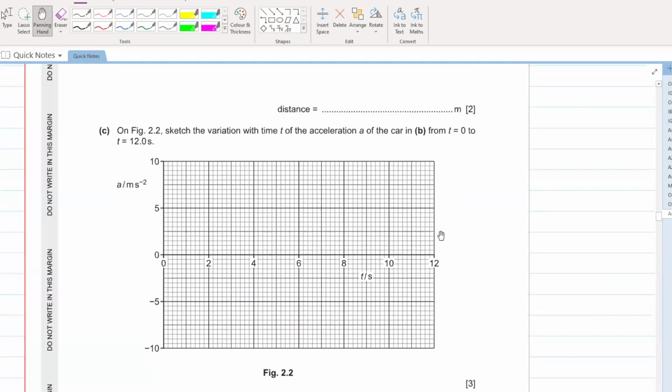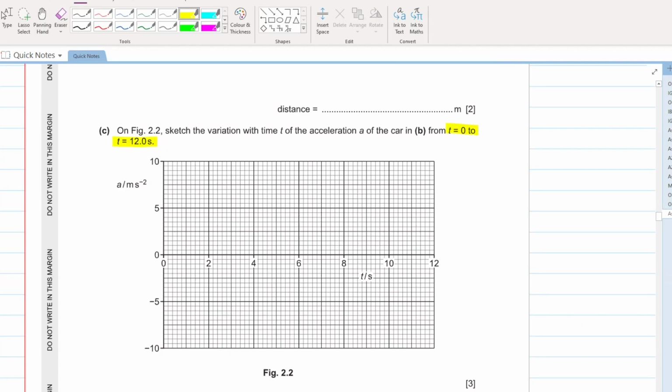On figure 2.2, sketch the variation with time t of the acceleration of the car in B from time t equals 0 till time t equals 12 seconds. Again a beautiful question. You have to sketch the graph of acceleration from time t equals 0 till time t equals 12 seconds. How will you do that? How will you make an acceleration versus time graph? Is there any easier way to do it, or are all of them pretty difficult?